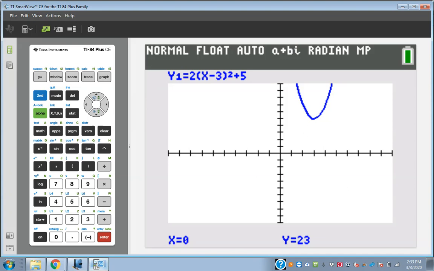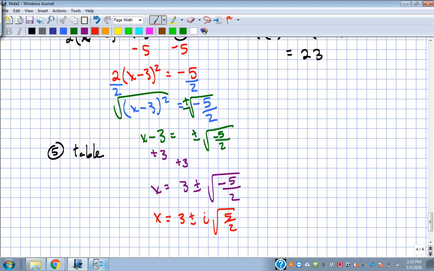The reason it's not going to hit the x-axis is because the answers to the problem when you set it equal to 0 were complex. So that means we don't have any x-intercepts for this one. There are none. We could see that from the graph, but we could also see that from our solutions to the equation. Because this is complex, there are no x-intercepts.